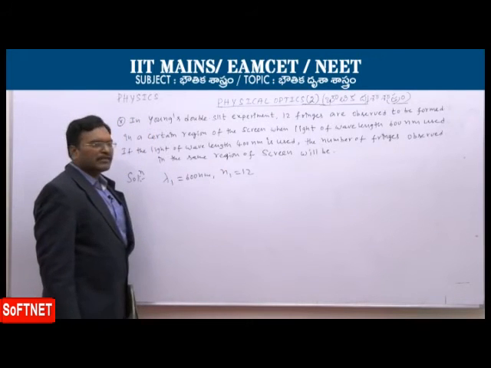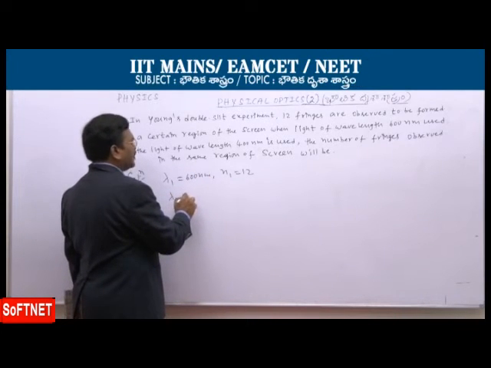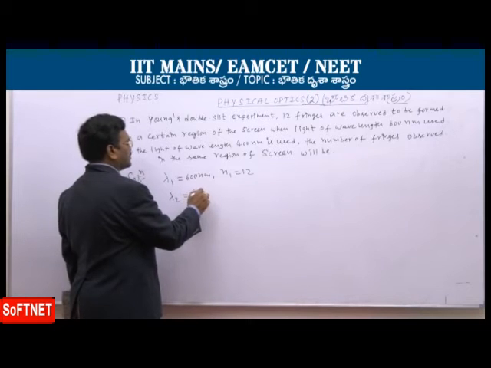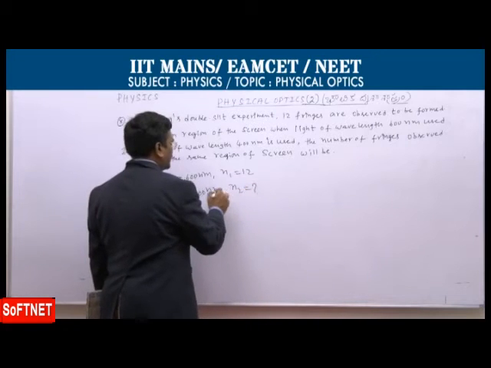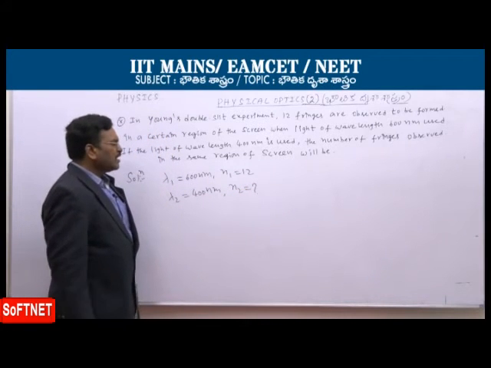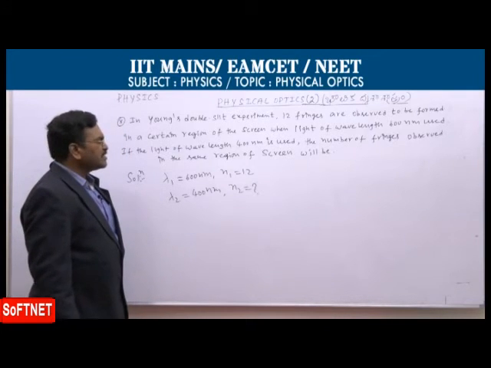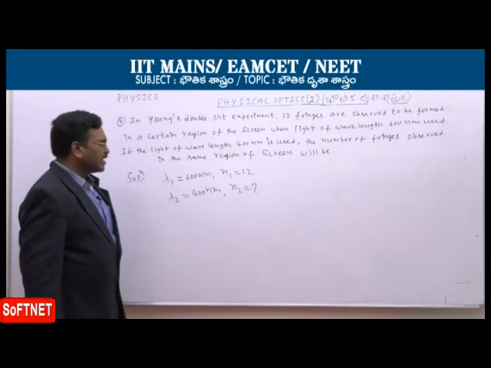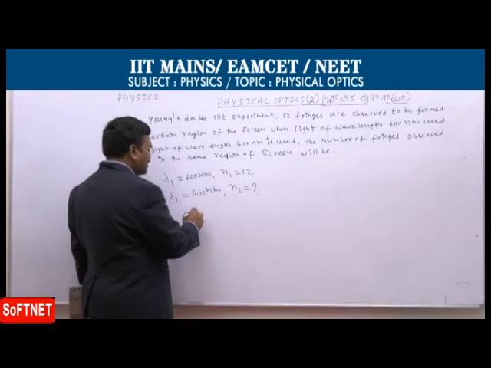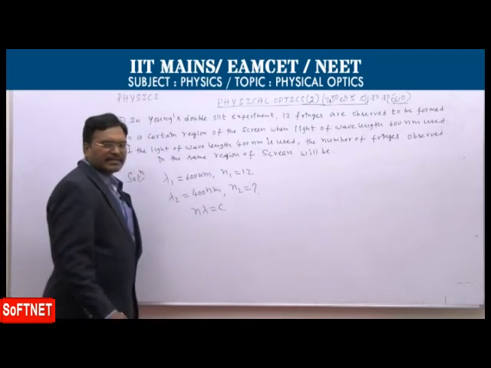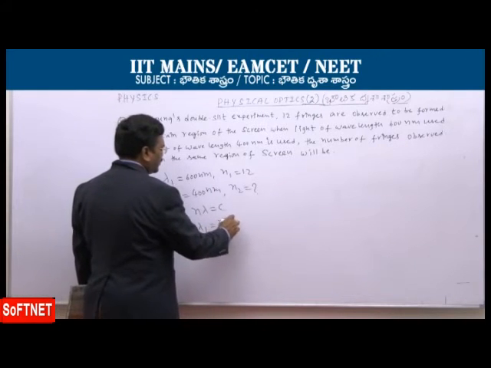After that, if light of wavelength 400 nanometers is used, what is the number of fringes observed in the same region of the screen? Lambda 2 is 400 nanometers, and we want to calculate n2. Fringe width beta is equal to lambda D by d. Fringe width depends on the wavelength, and since the region is the same, n lambda is equal to constant. So we write n1 lambda 1 is equal to n2 lambda 2.